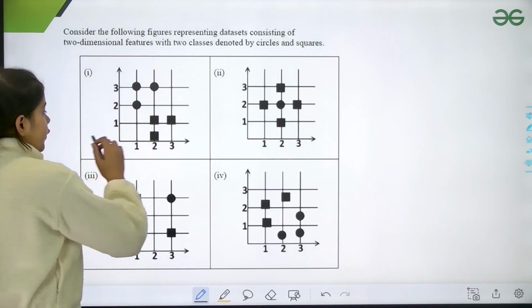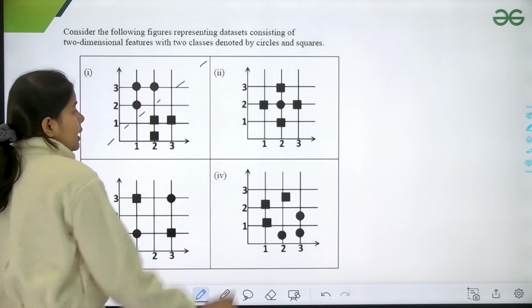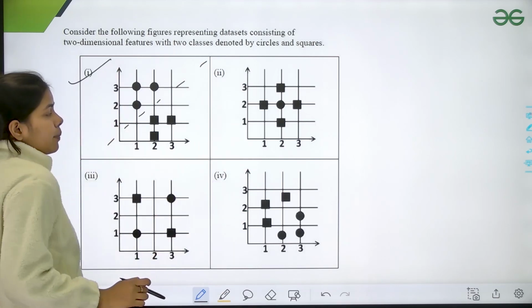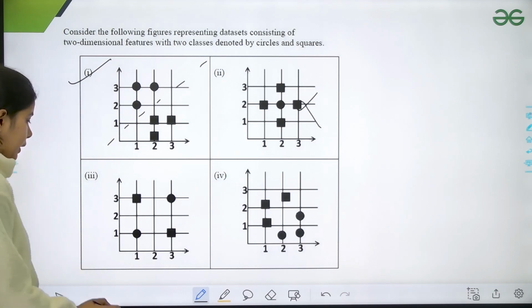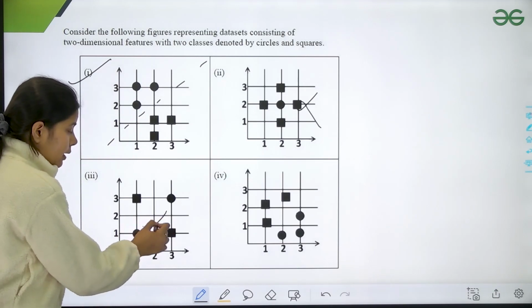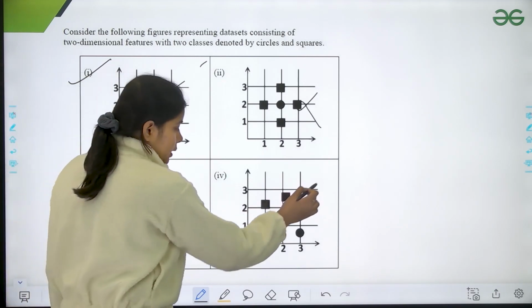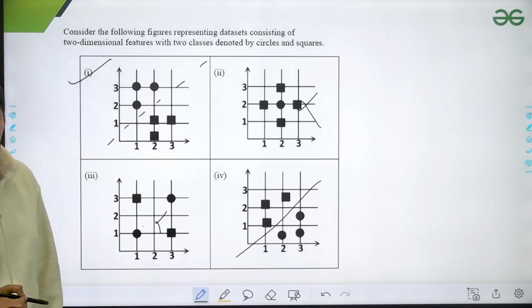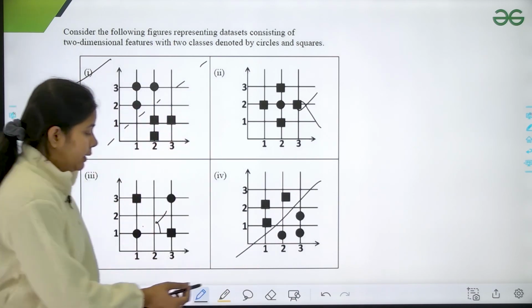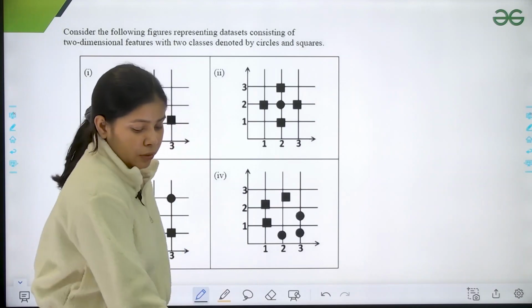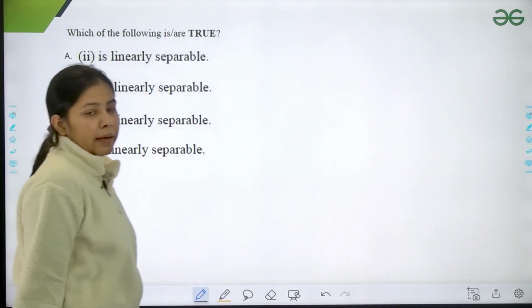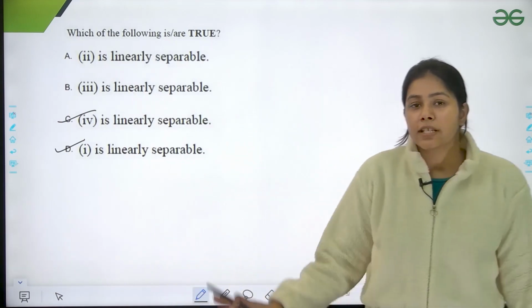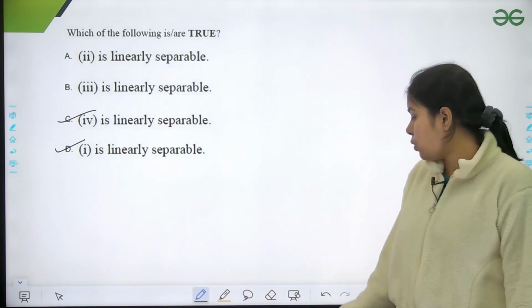So I can see that in the first option, this is linearly separable, this is linearly separable, this is not linearly separable data. You can check that directly. This is also not linearly separable, but this is linearly separable data. So first and fourth are linearly separable, but second and third are not. So I can say that C and D are my correct options. Okay, so that's how we are going to solve all the questions.